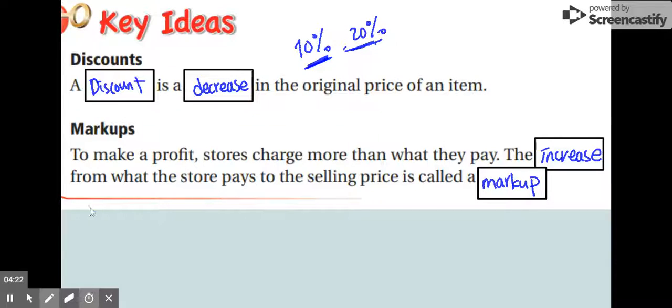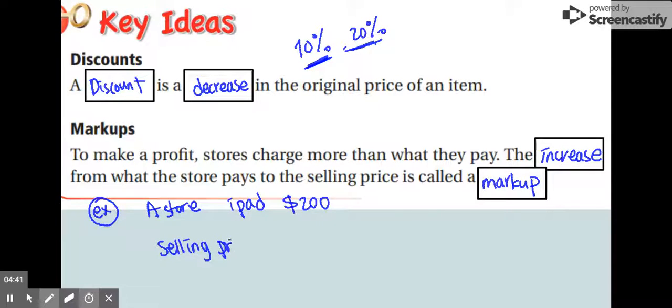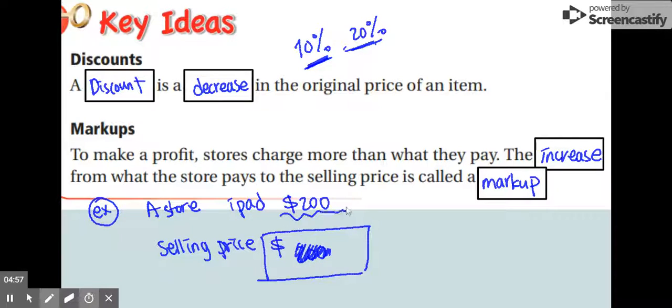So for example, let's say a store bought an iPad for $200, and they want to sell it. Think about the selling price. There's a tag, and if you are the owner of the store, what number are you going to put here? You're not going to put 200 because you're not going to make any money. Let's say you bought it for $200. And the selling price should be more than this.